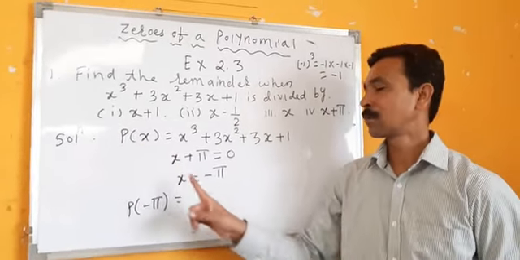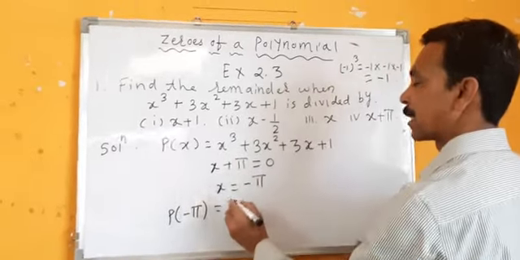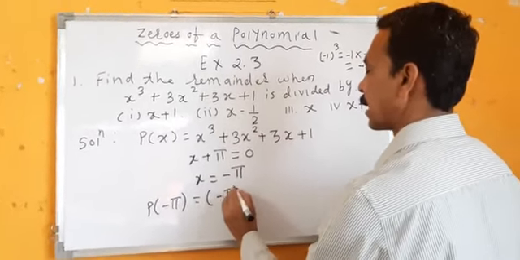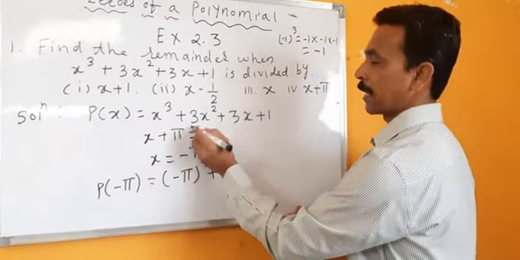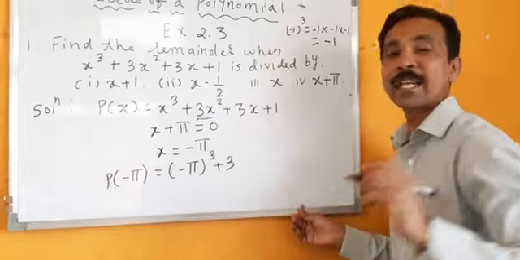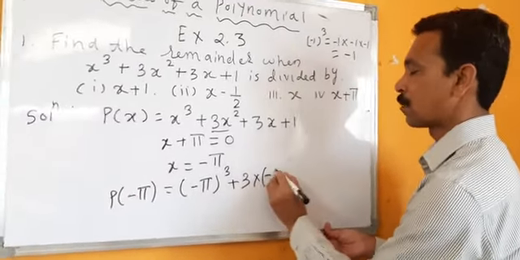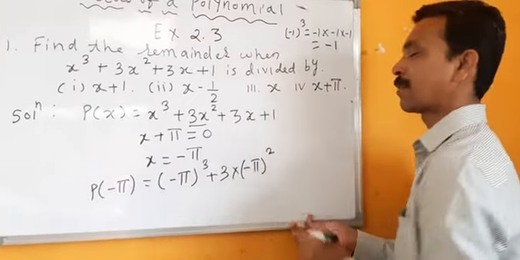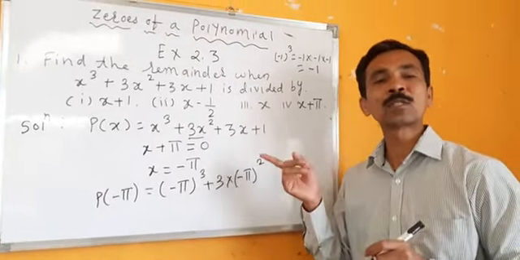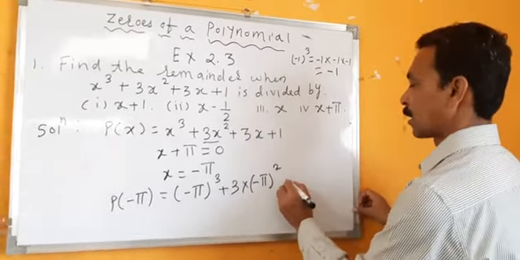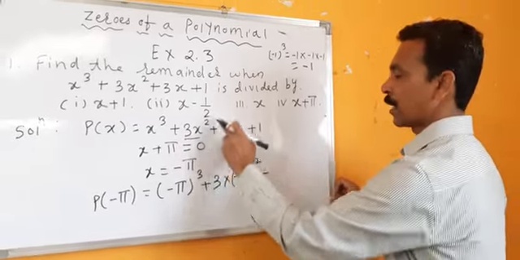P of x, but what is the value of x? Minus pi. So x cube means minus pi whole cube. Right? Plus 3x square. 3x square means 3 into x square, 3 into, but what is the value of x? Minus pi whole square. Whenever a term is negative, please enclose it in brackets and then square it or cube it. 3x square is done.